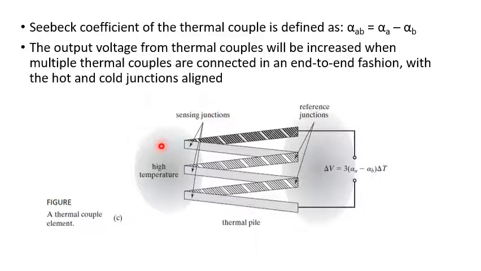Now as the size of the wire and beads reduces, the output of the thermocouple reduces. In order to overcome this drawback, we use a thermopile, which is formed by connecting a series of thermocouples in series. So here the output voltage of a thermopile can be written as delta V is equal to N times (alpha A minus alpha B) times delta T. N represents the number of thermocouples joined to form the thermopile. So here there are three couples used, so hence its delta V is 3 times (alpha A minus alpha B) into delta T.